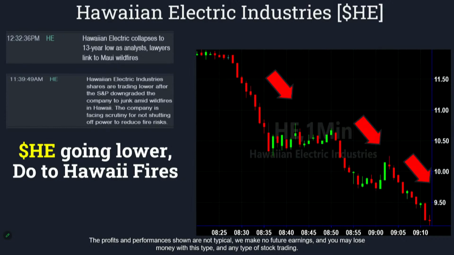When the news came out, they hit a 13-year low, and it literally happened within a couple of days. People are blaming this and that, whatever it could be. As a trader, you can't take things personally, because if you do own the stock, you're going to get hurt, and you don't want to be part of it. Even the S&P downgraded it to junk status. A 13-year low in a couple of days is pretty dangerous.